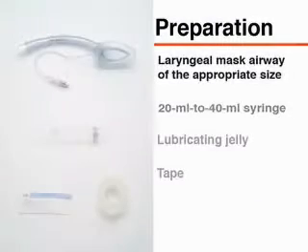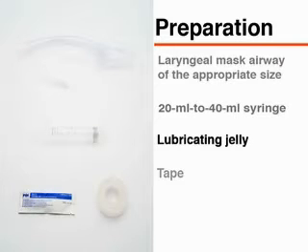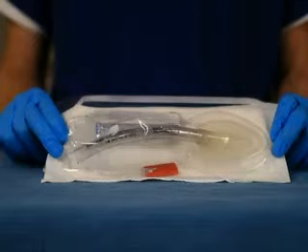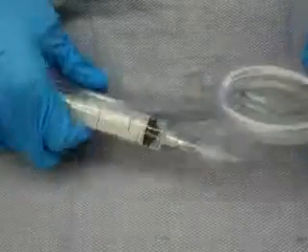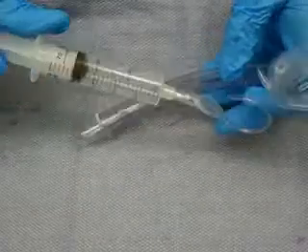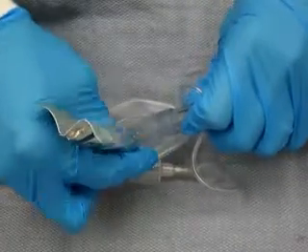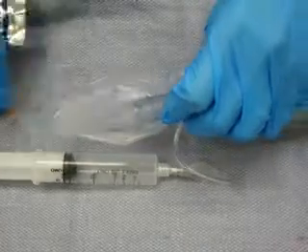To prepare for laryngeal mask airway insertion, you will need an appropriate sized device, a 20 to 40 milliliter syringe, lubricating jelly, and tape. Often, laryngeal mask airways come pre-packaged with an inflation syringe and a small package of lubricant. Prepare the device by first removing all excess air from the bladder. Then lubricate the posterior surface of the cuff to facilitate easy and smooth passage into the mouth. The posterior surface is the side opposite where air exchange occurs.